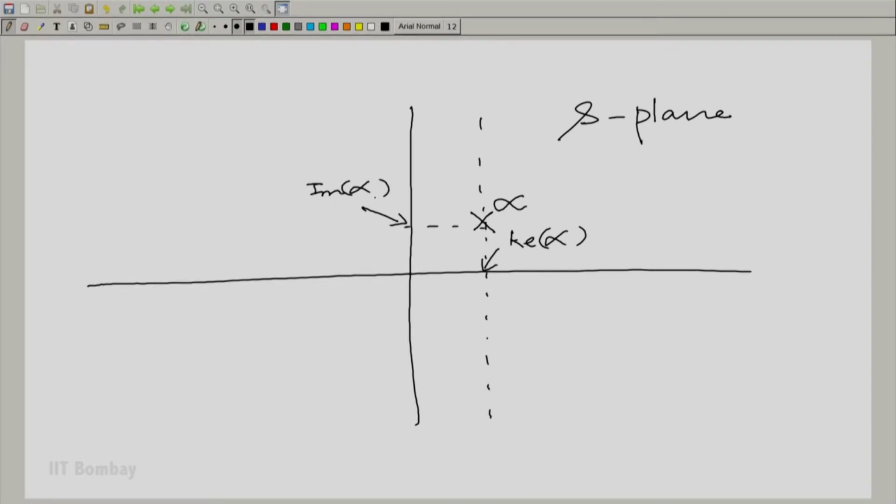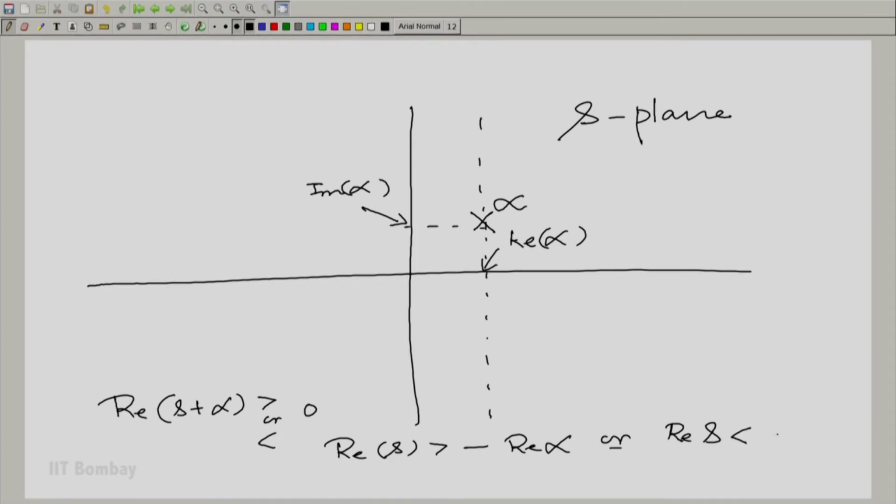And now we are saying that it is the real part of s plus alpha. So, the condition is real part of s plus alpha greater than or less than 0, which means real part of s greater than minus real part of alpha, or real part of s less than minus real part of alpha. So, instead of alpha, let us write minus alpha here. So, let this be minus alpha, and then of course, you just need to put a minus sign everywhere there.